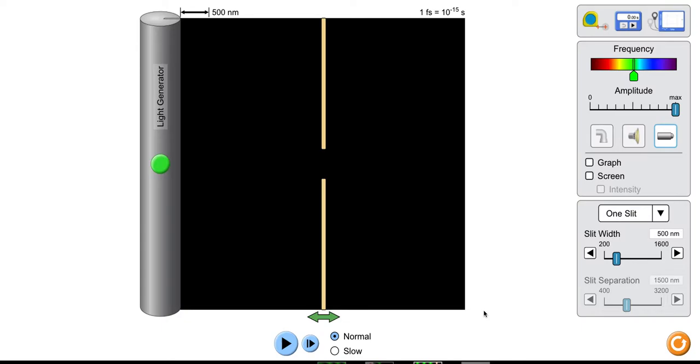The next part of our waves discussion. What we're going to talk about is diffraction. That's when a wave bends through an opening or around a barrier. And then we're going to talk about Young's double slit.